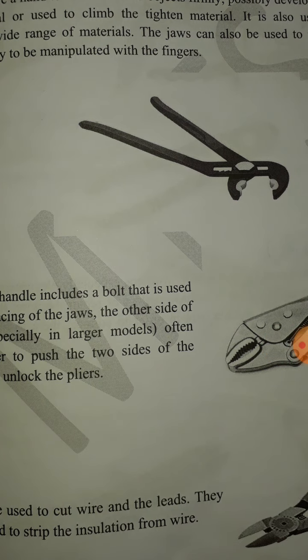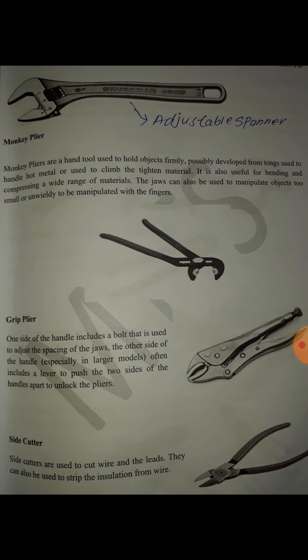And for some material handling, catching time we also use grip pliers, but mostly for threaded rod tightening we use grip pliers. Okay, and side cutter we can use to cut cable. Cutting cable or wire, small size wire cutting time we can use side cutter.